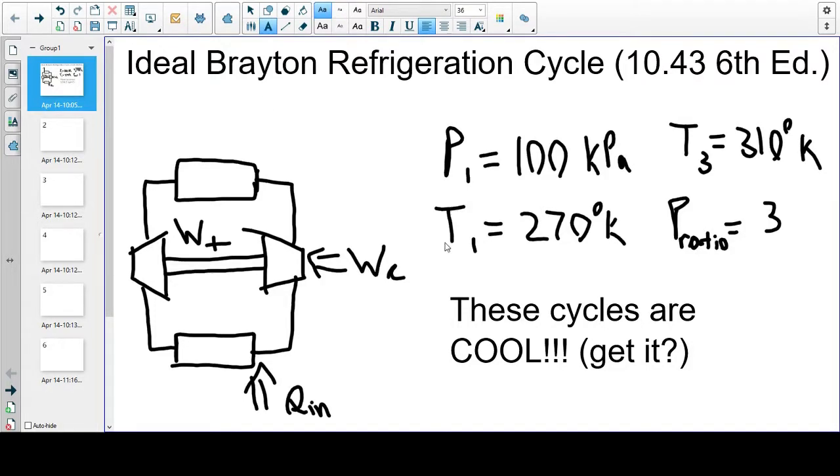Hello again. We are back with another video. This time it is an ideal Brayton refrigeration cycle, Example 10.43 in the 6th edition.